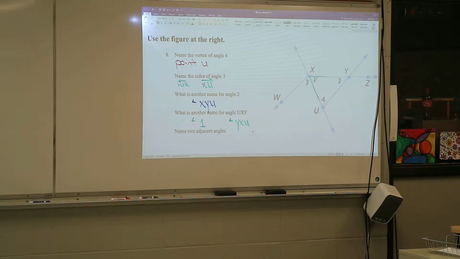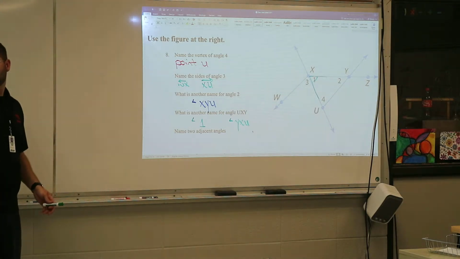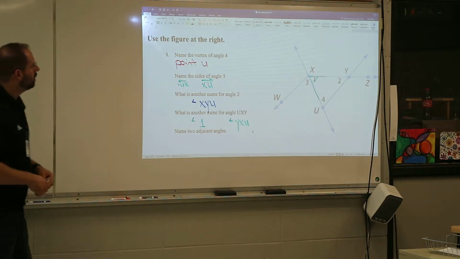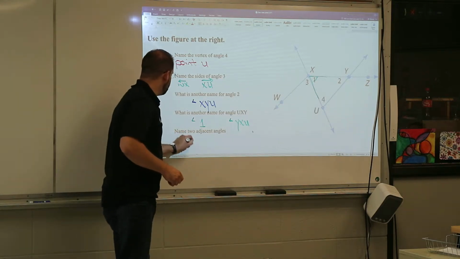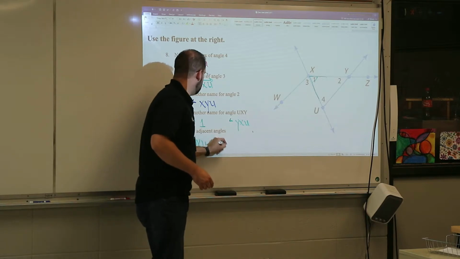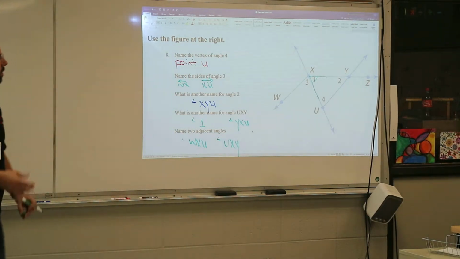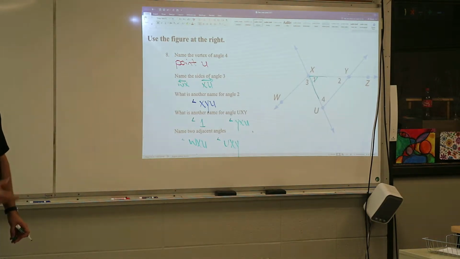All right, name 2 adjacent angles. 2 angles that are side by side. WXU, okay, there's one. WXU and UXY. Angle UXY. Or same angles that you just told me. 3 and 1. Angles 3 and angle 1. They're adjacent to each other. Those are the 2 that she picked, right?